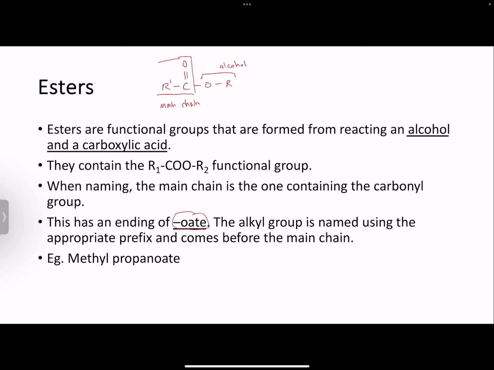So the parent chain comes from the furthest right. I've got prop, which is a 3-carbon chain. An tells me they're all single bonded. Oate tells me that there's a double bond.